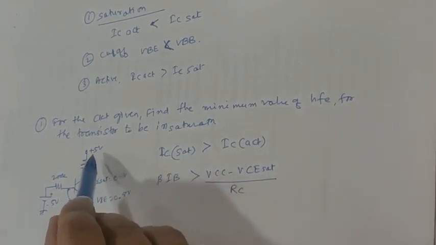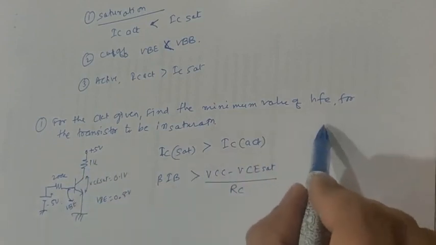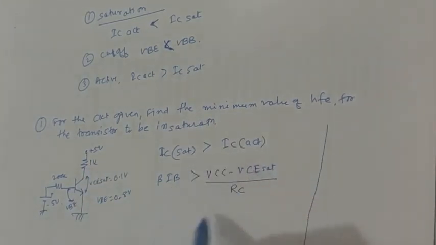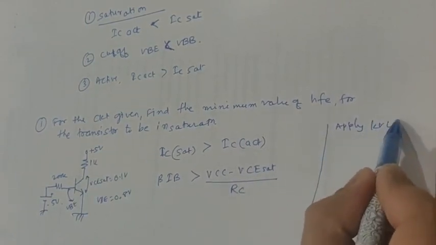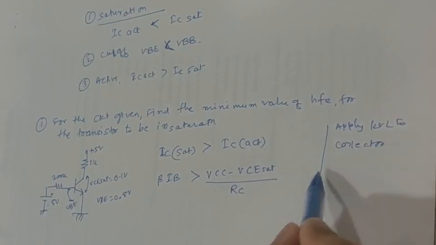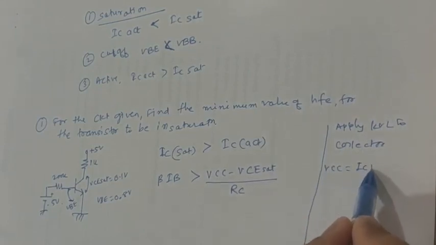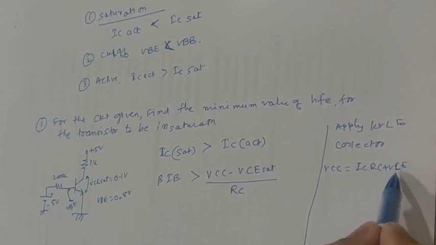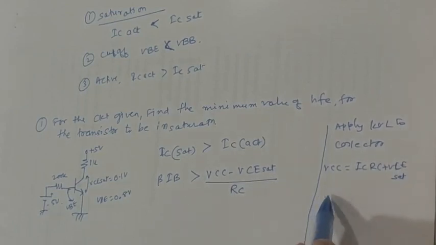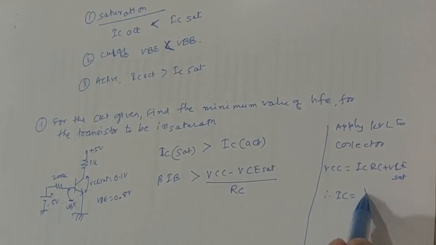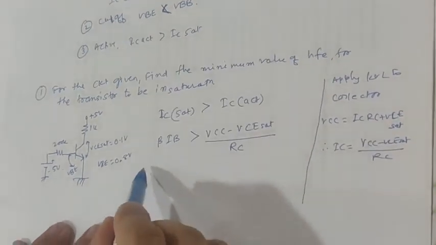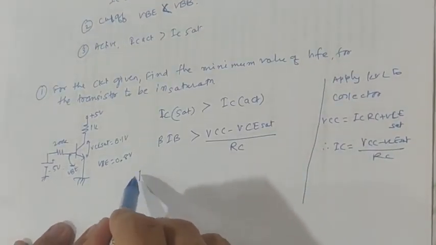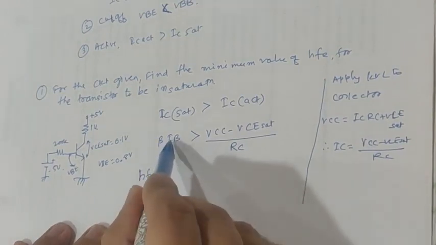If I apply KVL to this side, before writing it directly, I can write it here. So I can apply KVL to collector. It will come out to be VCC is equal to IC RC plus VCE sat, right? And therefore IC will be equal to VCC minus VCE sat upon RC. So that is what I have written here. Now what is beta IB? Beta is nothing but HFE.